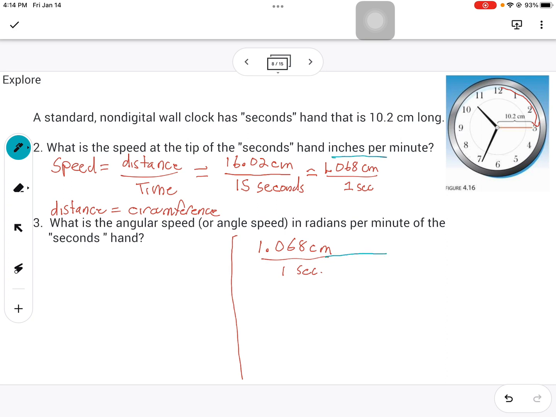We need inches per minute. So the first thing I'm going to look for is how many centimeters are in inches. So I'm going to have to Google that. I'm going to go over here and do a quick Google search and go, 1 centimeter equals how many inches?